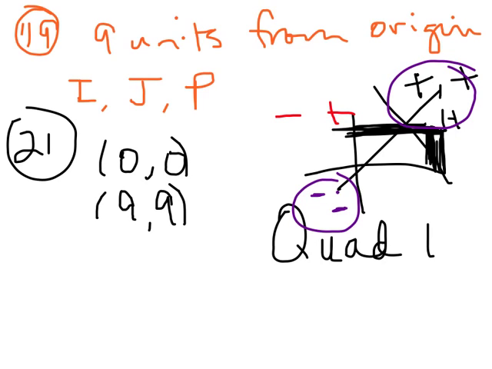Over in, I'll do green, in this quadrant 4 over here, I'll write in quadrant 4 in green. Your x's are positive, but your y's are negative. So even if the numbers were both like 9, for instance, one would be positive, one would be negative, so they wouldn't be equal. So that's one way you could quickly find those.